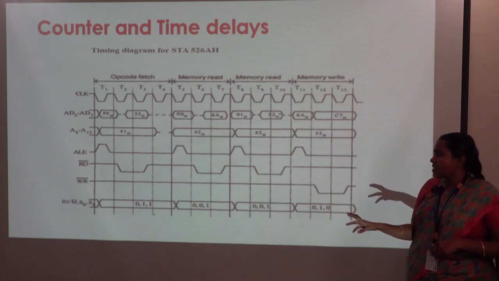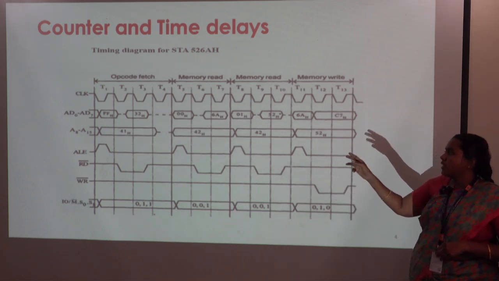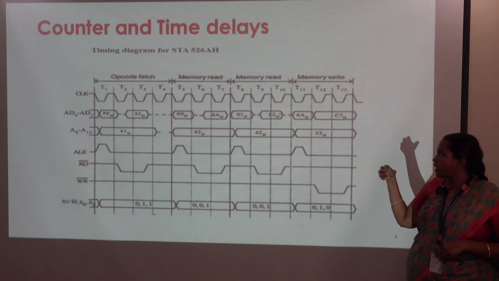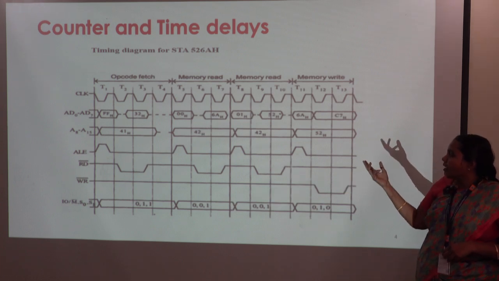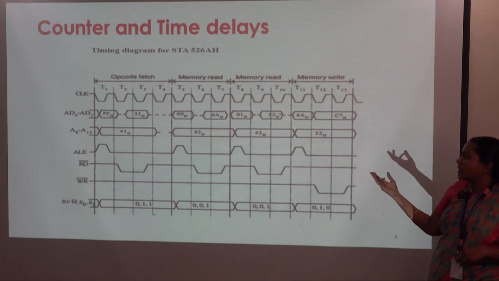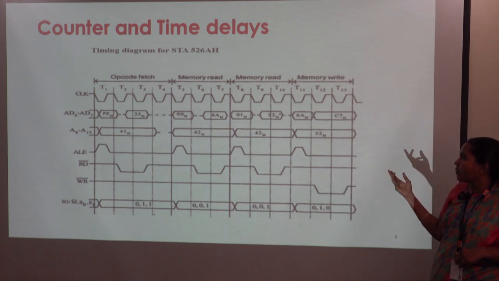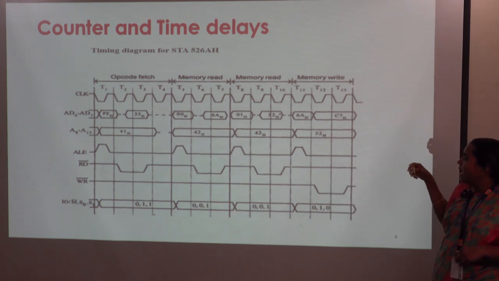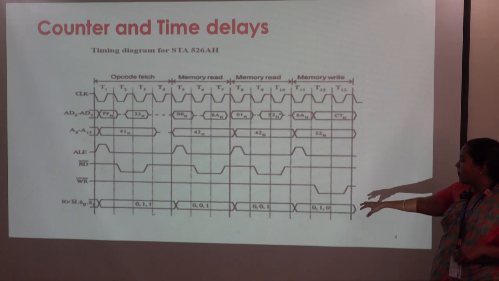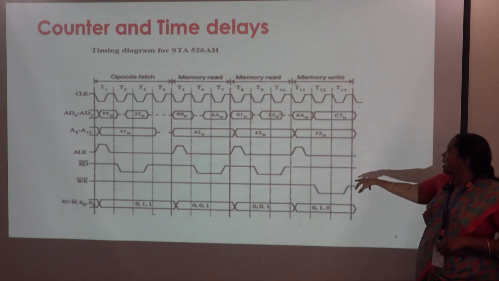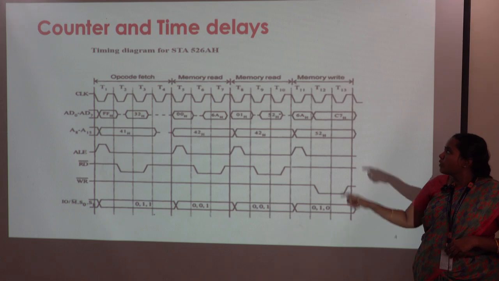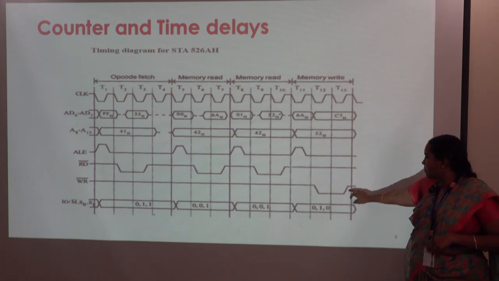Next one is the read operations. We want the opcode fetch, 32 is moved on to 41FF. Next, 6A is the lower bit address, moved on to 4200, and the higher bit address is moved on to 4201. This is a memory read. Then memory write. In the memory write, C7 is the data moved on to 526A. Okay, this is the memory write.